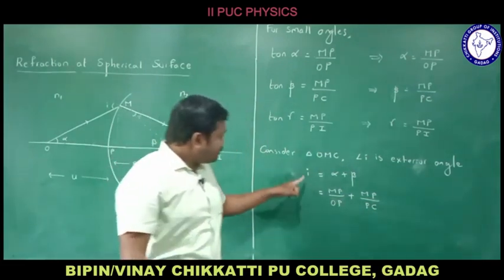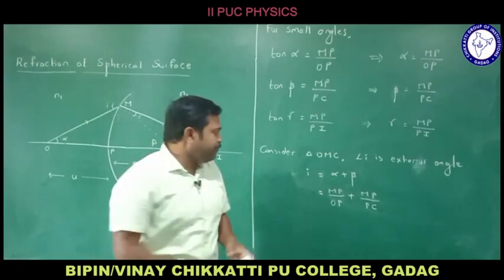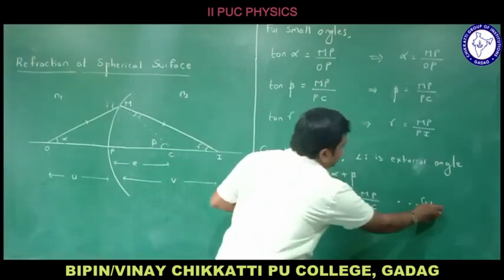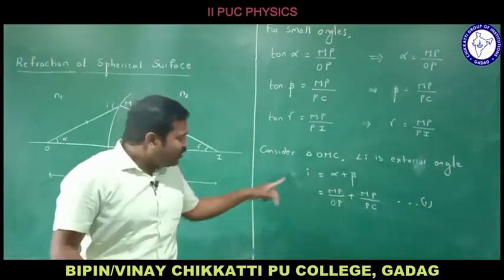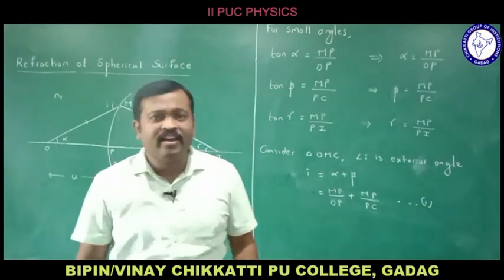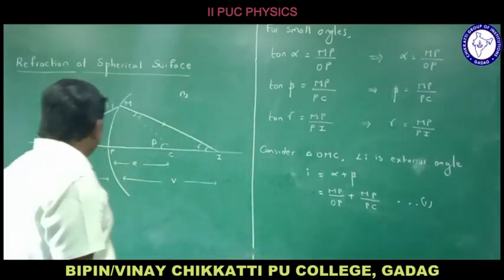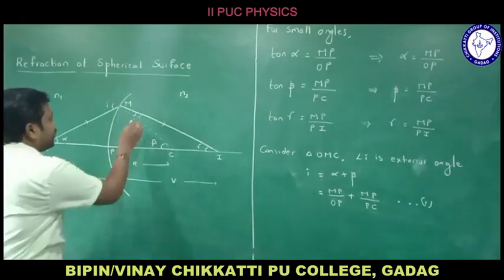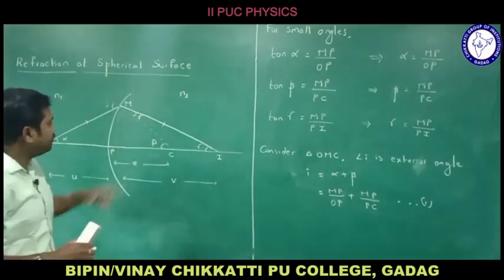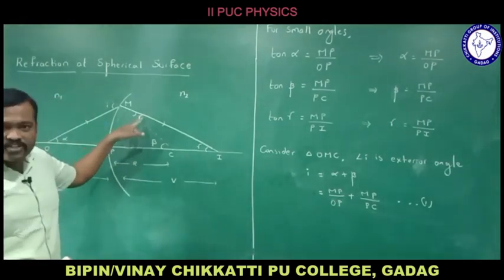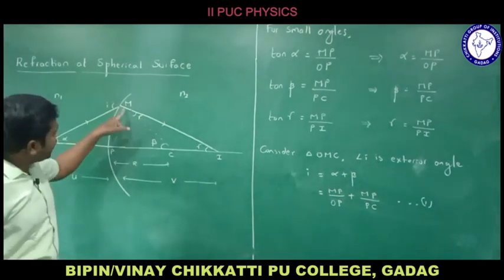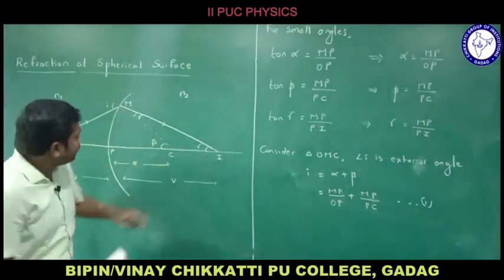Now, as I got this angle i, let me take this as equation 1. I will be using it later. As I got the angle of incidence, now I will be finding the angle of refraction. Where is the angle of refraction? Here, right? So as this is the angle of refraction, let me consider this triangle MCI. Do you remember?